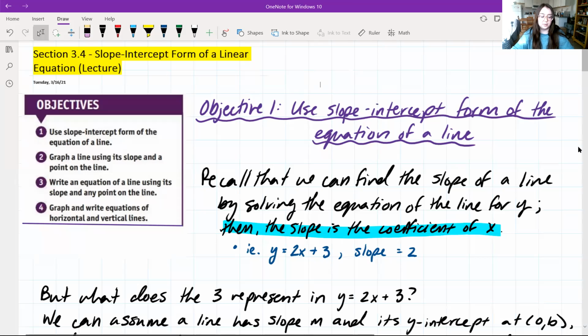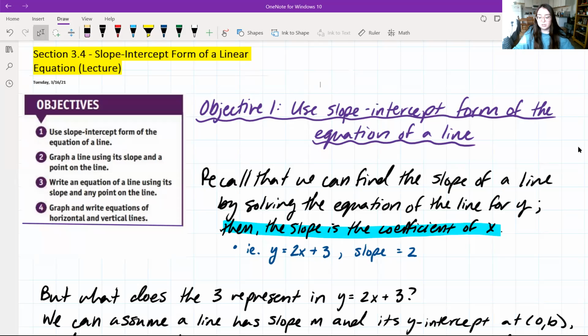Hello everyone, we're going to be going over section 3.4, which is about the slope-intercept form of a linear equation. So we're going to have four objectives today. Our first objective being that we want to use slope-intercept form of the equation of a line. We want to graph a line using its slope and a point on the line. We want to write an equation of a line using its slope and any point on the line. And then finally, we want to graph and write equations of horizontal and vertical lines.